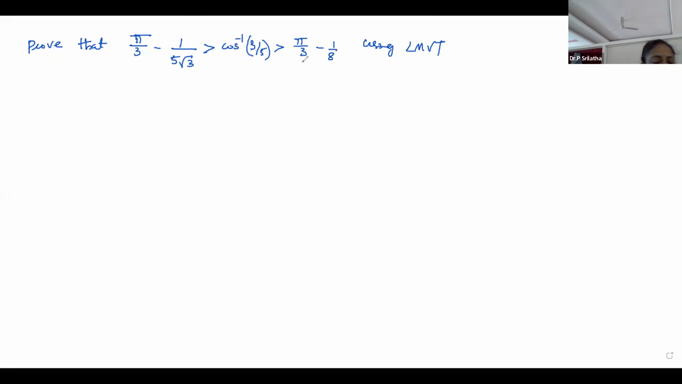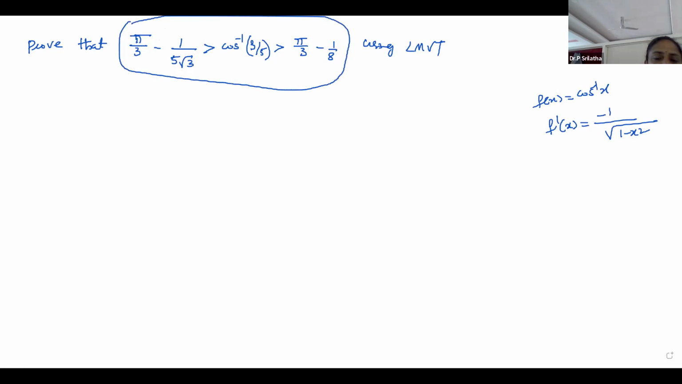Now tell me what is our function? Cos inverse x. So cos inverse x is our function. What is the differentiation of cos inverse x? Minus 1 by under root of 1 minus x square. Very good. So here our function is cos inverse x, and differentiation of cos inverse x is minus 1 by under root of 1 minus x square. So all of you prove this statement. Do it fast. Same procedure, same method.